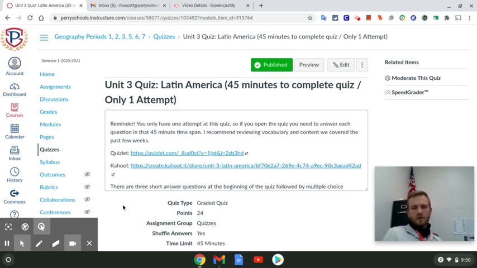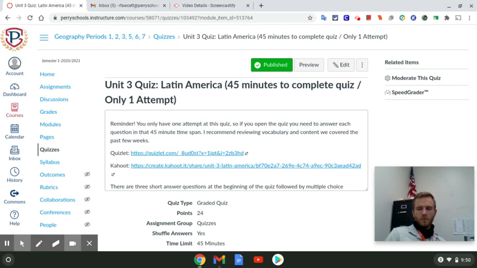When you are completing your quiz, the first three questions are short answer. Please make sure you are writing in a complete sentence. You will get credit for writing in a complete sentence as well as getting the question correct. So please make sure you're taking your time, using proper punctuation and capitalization.